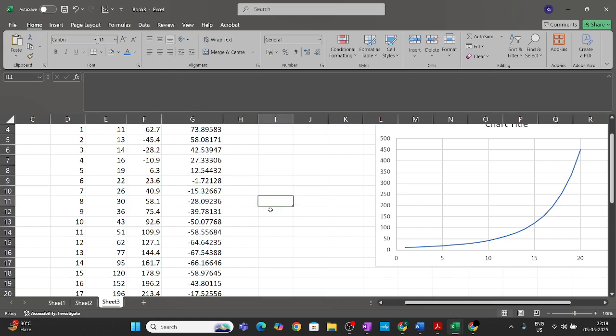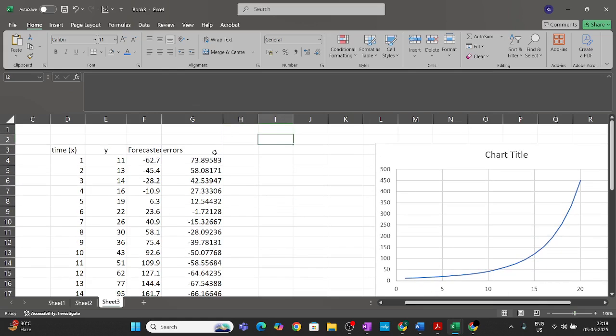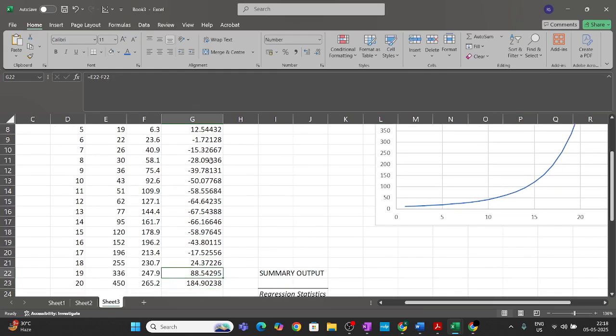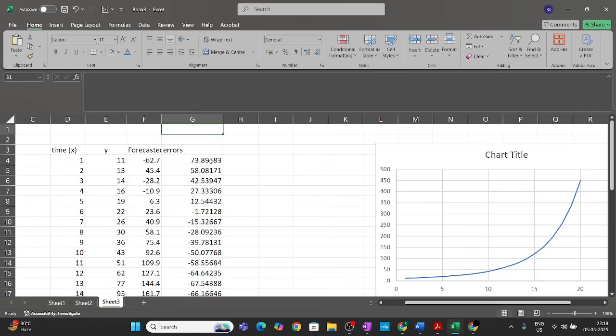तुमको दिख रहा है पॉजिटिव सीरियल कोरिलेशन है, पॉजिटिव एरर्स फॉलोड बाय पॉजिटिव एरर्स एंड नेगेटिव एरर्स फॉलोड बाय नेगेटिव एरर्स, ये दिख रहा है. Then you have this positive error here followed by positive error. So this is positive serial correlation. Positive errors followed by positive errors and negative errors followed by negative errors.